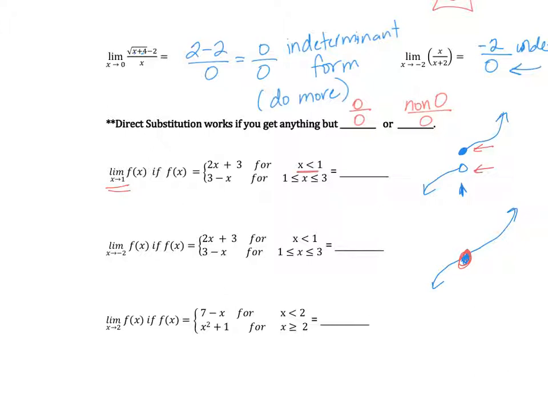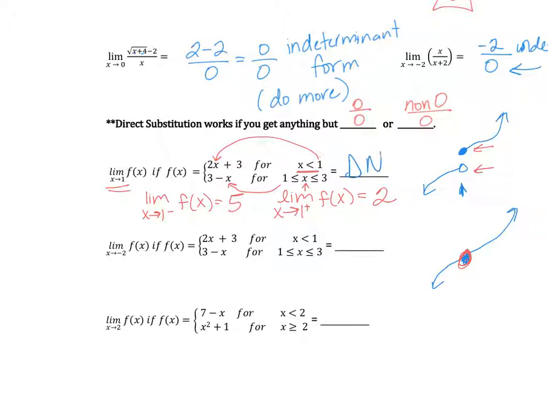Well, if I'm coming in from less than 1, that's going to be the left-hand limit. So I'm going to pop in a 1, and I am going to write this one out mathematically. So I know that the left-hand limit, if I plug in 1, I would get 5. Now the right-hand limit would be when I'm plugging in numbers greater than 1. So that would be here. So if I plugged in 1 there, I would get 2. So if the left-hand limit and the right-hand limit don't equal each other, then this limit does not exist.